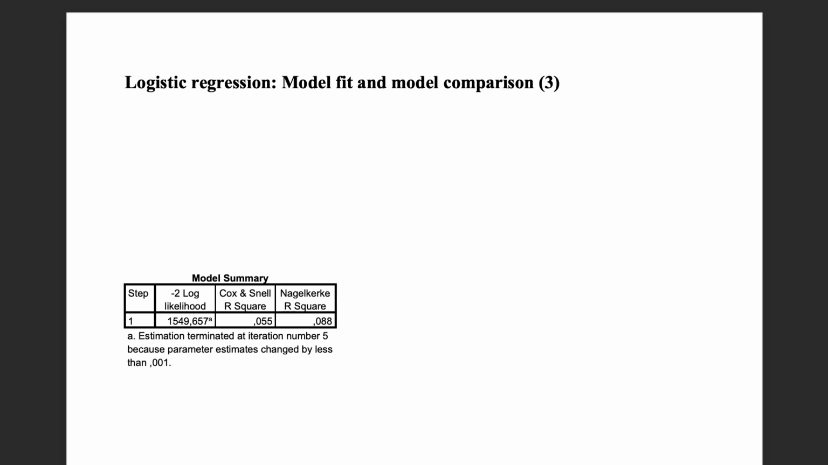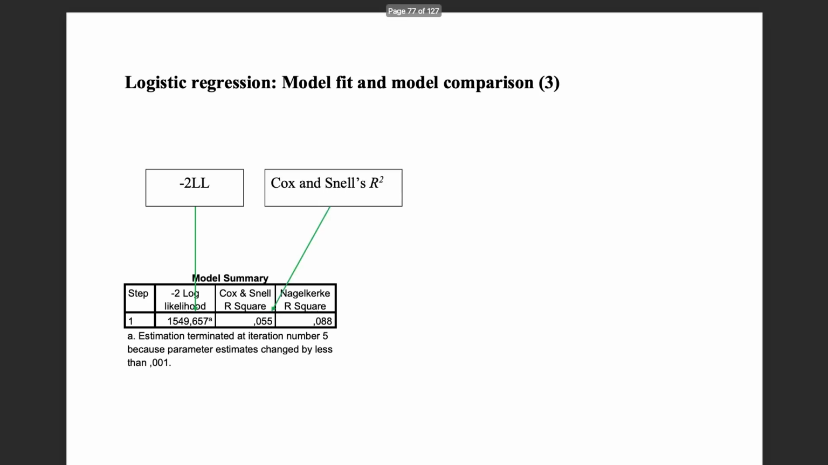So what do the numbers represent? Well, the labels are pretty clear in this case. -2 log likelihood is exactly that number. So this 1549.657 is -2 times log likelihood. In other words, that's the deviance of our model. The column that says Cox and Snell R-square reports exactly that, the Cox and Snell R-square values. In this case, you see that the Cox and Snell pseudo R-square is 0.055, so I would say about 5.5% of explained variance.